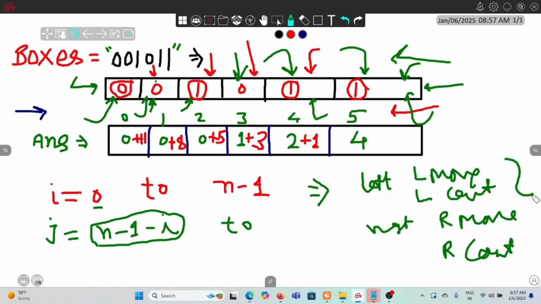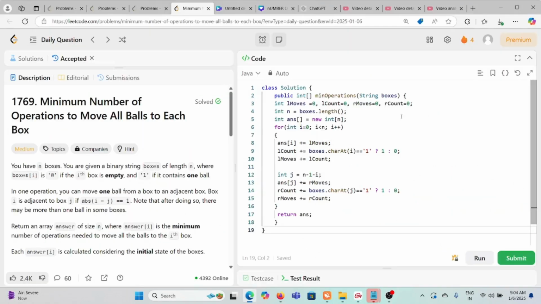Now I will show you this in terms of code, which will make it clearer. Let me write down simple code for it. See here, I have made L moves, L count, R moves, R count for left and right respectively. Here I am getting the length, and this is the answer array that we have created. Now we are traversing from i equal to 0 to i less than n, i plus plus. Answer i equal to answer of left moves. With i we are anchoring for the left side, right?